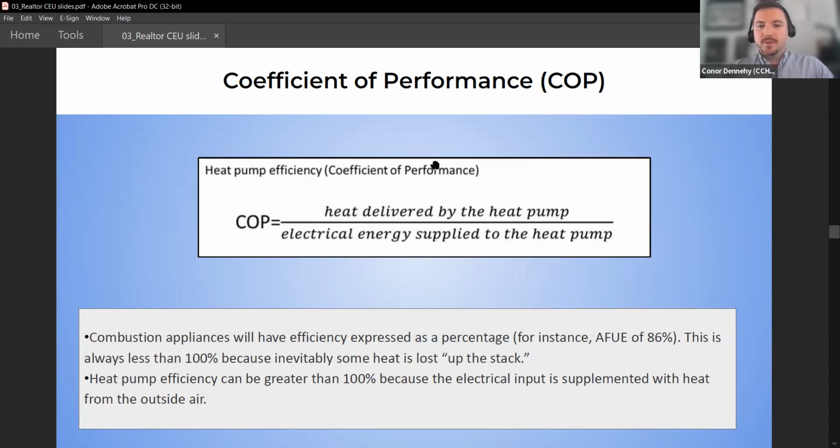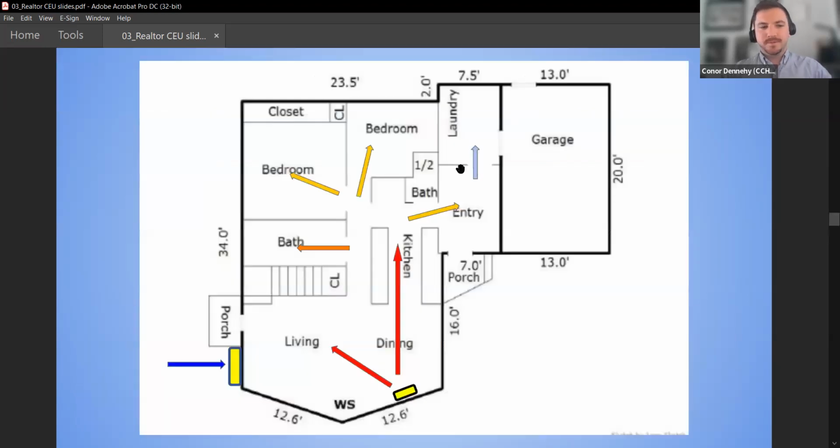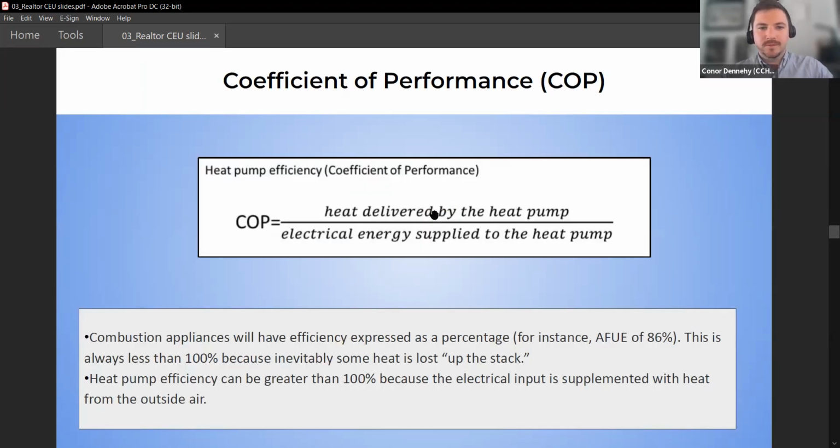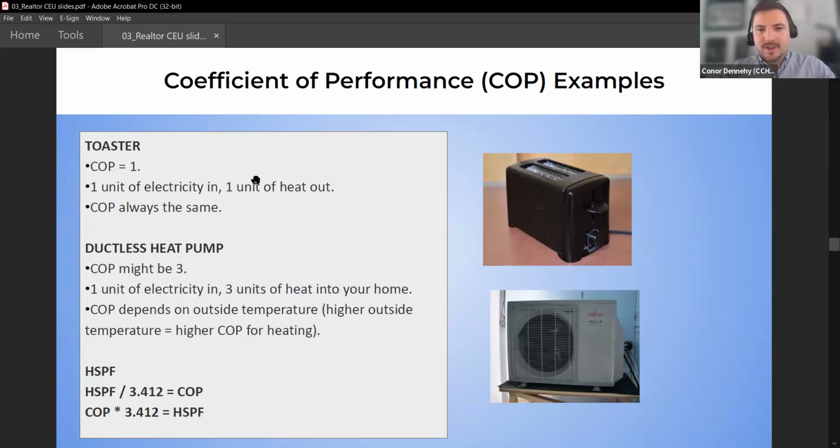The tricky thing about COP is that you don't just stick that number on the nameplate of the unit and it's exactly what it does all the time. The COP will change based on temperature. I guess I should have skipped to this one on the last slide, but here's the toaster example at the top. That's our 1-to-1 ratio, and the COP is pretty much consistent. That's always going to be what you get. With the ductless heat pump, our exterior conditions are really going to affect that COP.